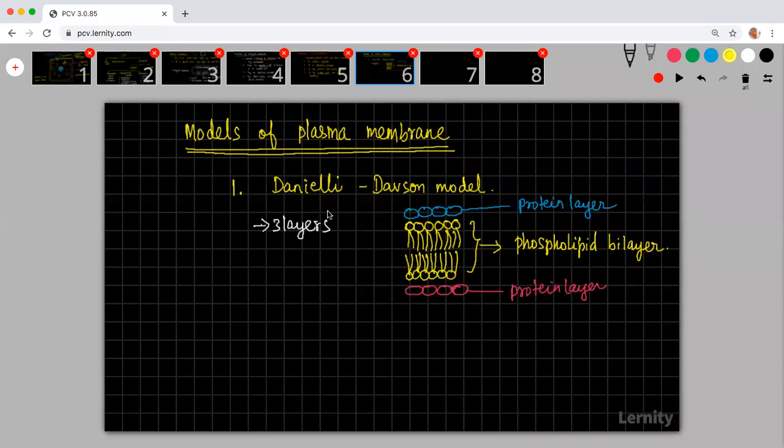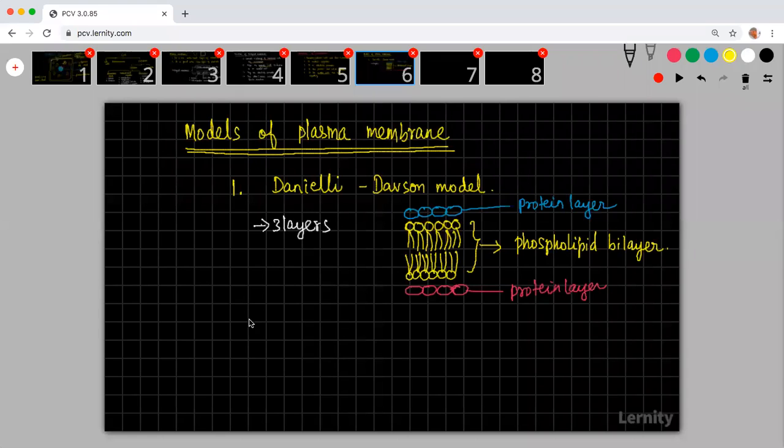According to this particular model, what did he say? He said the plasma membrane is made up of three layers, where a phospholipid bilayer is sandwiched between what and what? Two layers of proteins. So this is what we call the Danielli-Davson model. This is the first model.